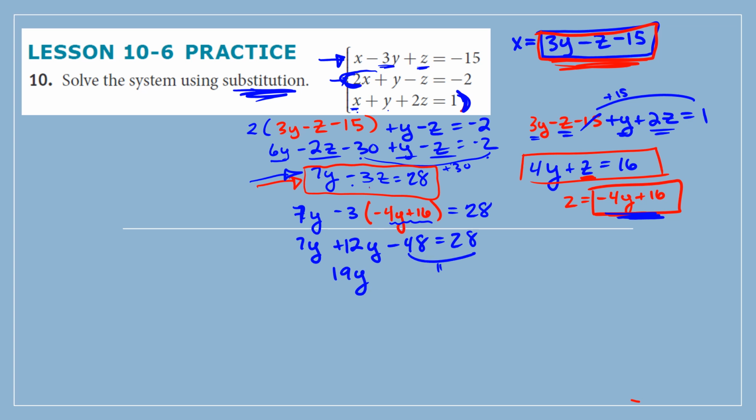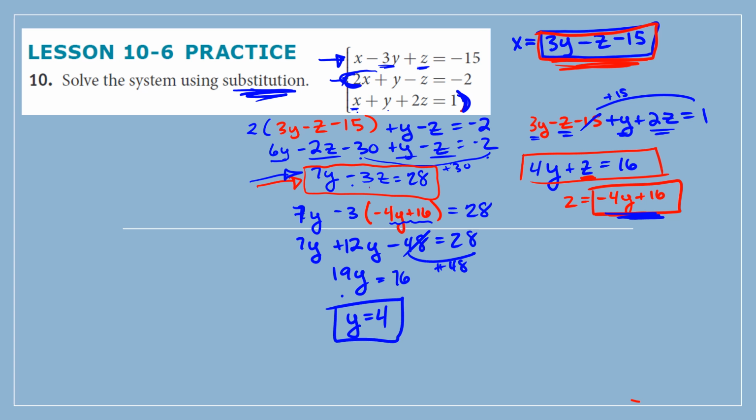I'll add 48 to both sides, right? To cancel that off. So I'll get 19y equals 76. And please pause this and do this yourself so you can be sure. And now you're going to divide both sides by 19. So you get y equals 4.